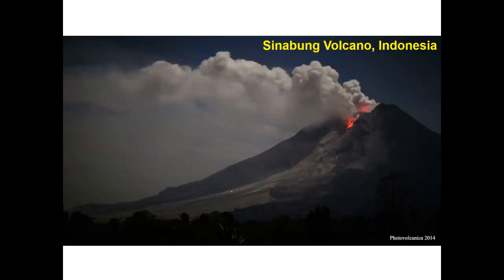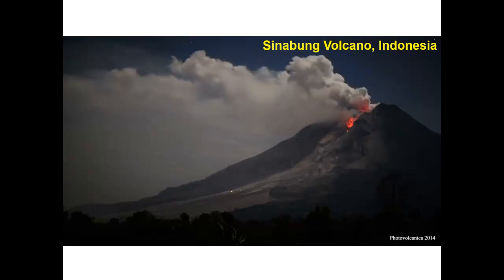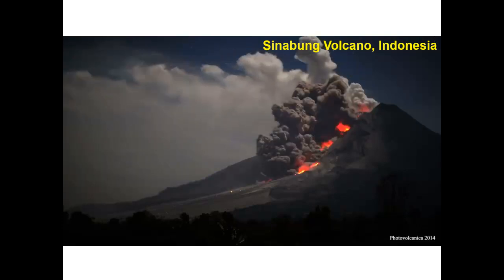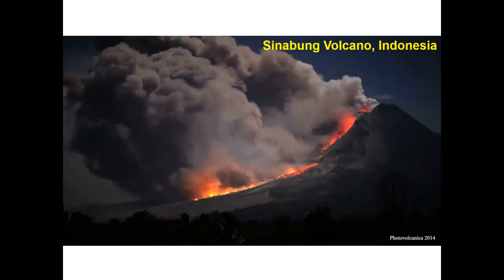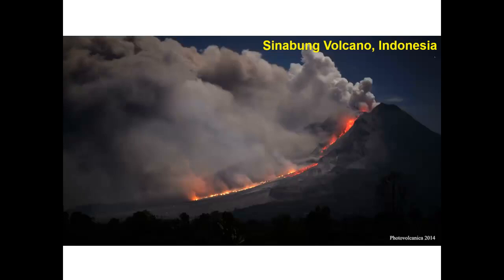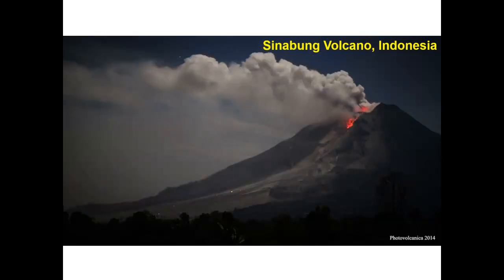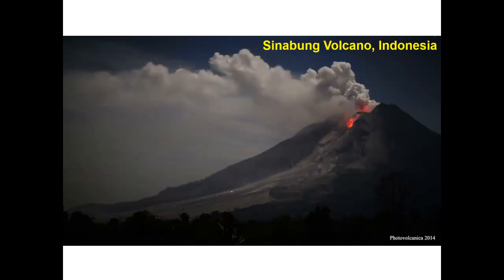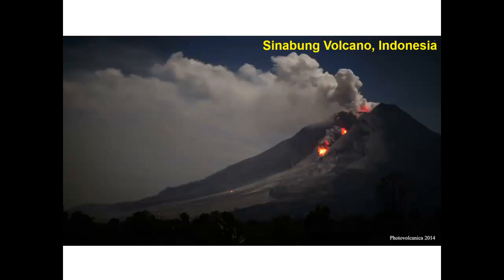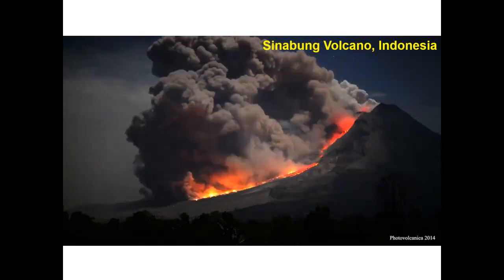Explosive eruptions also produce pyroclastic flows. Remember, whether or not the explosion produces a pyroclastic fall or a pyroclastic surge or a pyroclastic flow depends on the ratio of the pyroclasts to the hot gases. When there's a higher ratio of pyroclasts to gases, you can get from an explosive eruption such things as a pyroclastic flow, shown here in this nighttime image of Sinabung volcano in Indonesia.